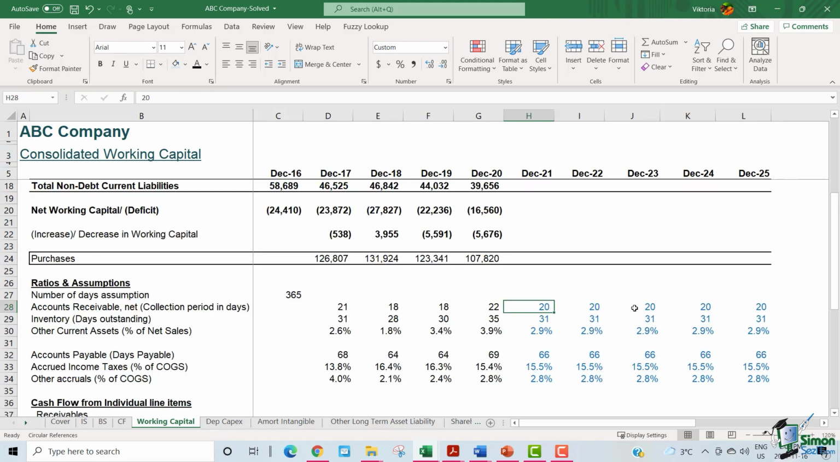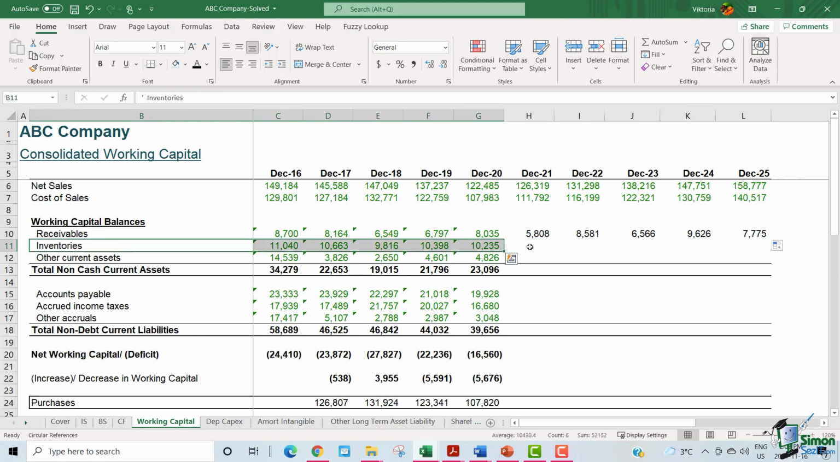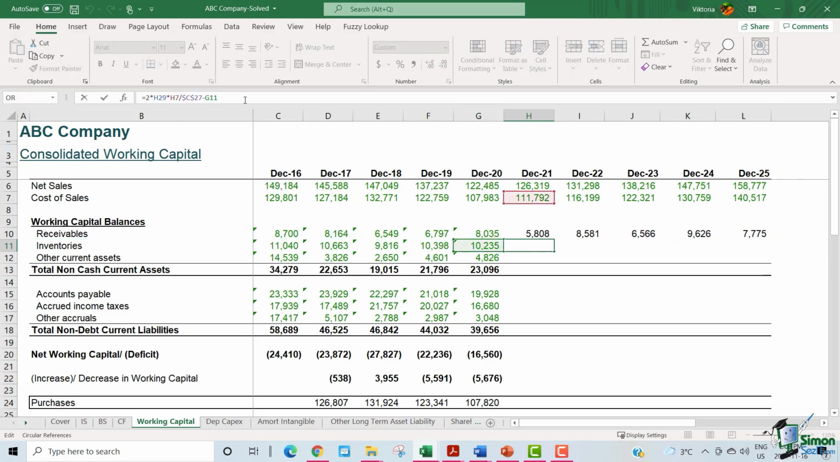It's all about reorganizing the formula that we discussed earlier in order to forecast the current assets and the current liabilities. We have forecasted the receivables now. Let's apply the same approach to the inventories line. The formula is effectively the same. It's just that for inventories, we are using the cost of sales rather than the net sales.